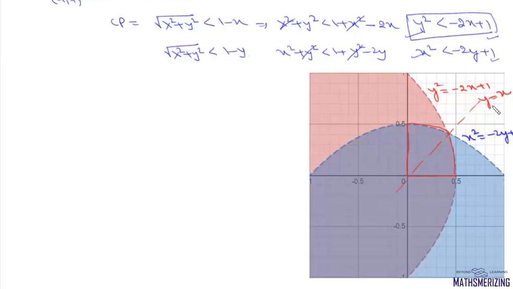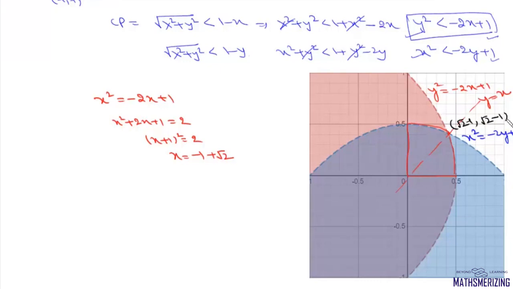So we'll put y as x, then we can write x square equals minus 2x plus 1. So it'll be x square plus 2x plus 1 equals 2. So x plus 1 whole square is 2. So the value of x is minus 1 plus root 2. So this point will be root 2 minus 1 and root 2 minus 1. Now since these two areas are symmetric about this y equals x line, what we'll do is we'll actually find this area.